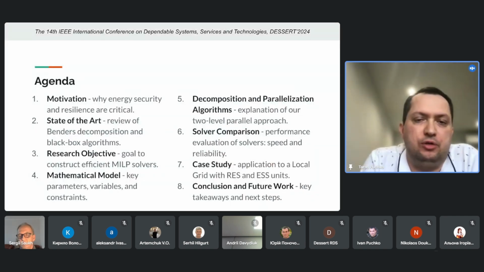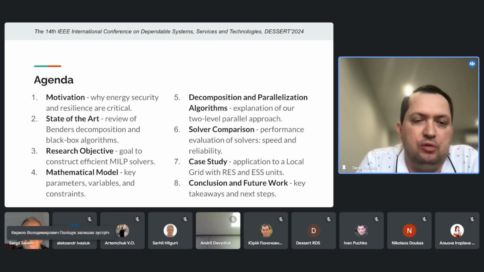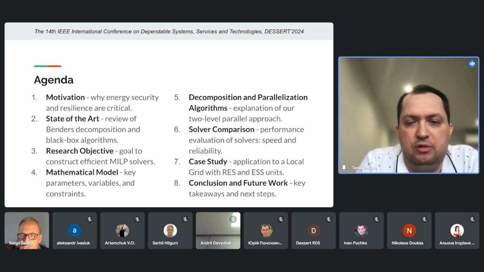Here is an overview of today's presentation. We will start by discussing the motivation behind our research, focusing on the need for energy security in crisis scenarios. Then we will review the state-of-the-art approaches like Benders decomposition and black box algorithms, and introduce the objective of our research, constructing efficient solvers for optimizing generation capacities in a local grid.